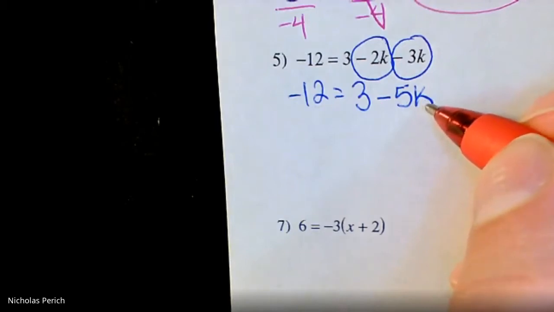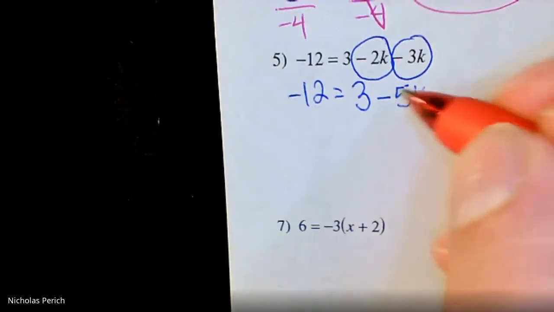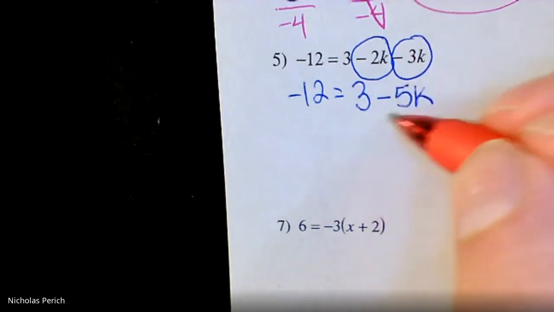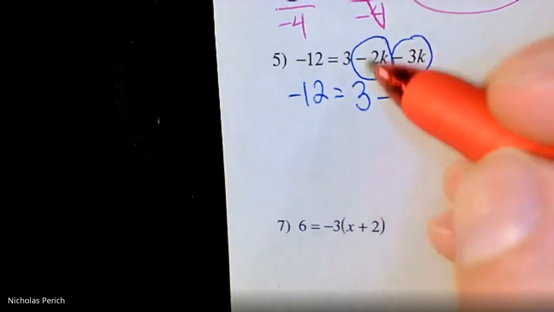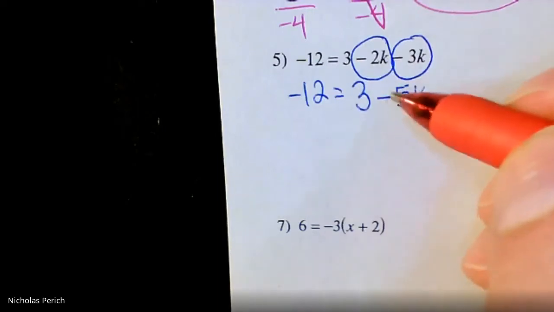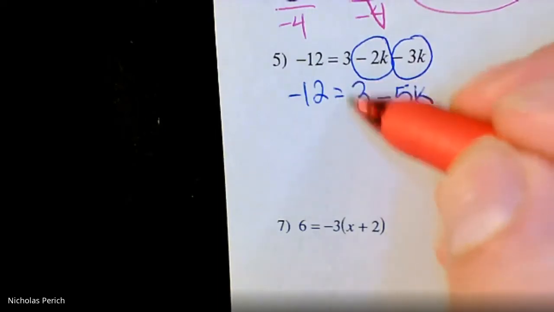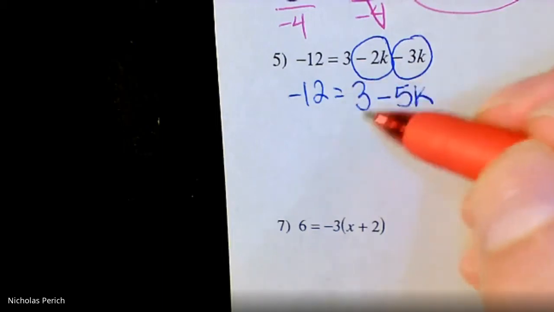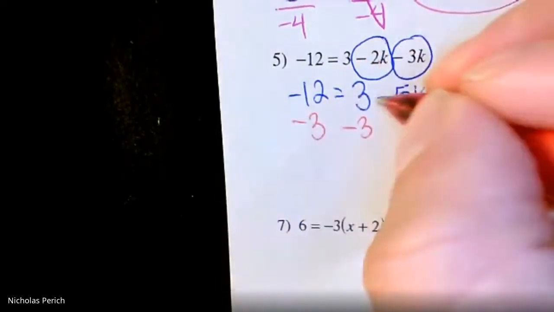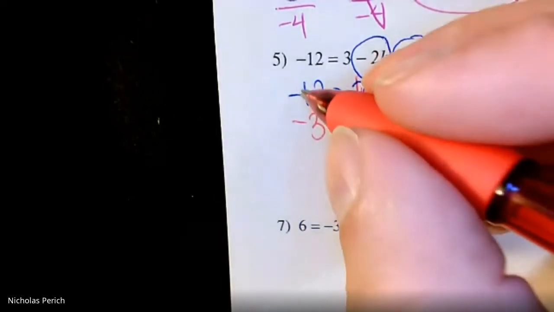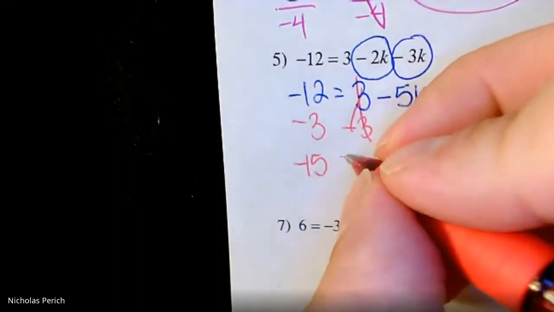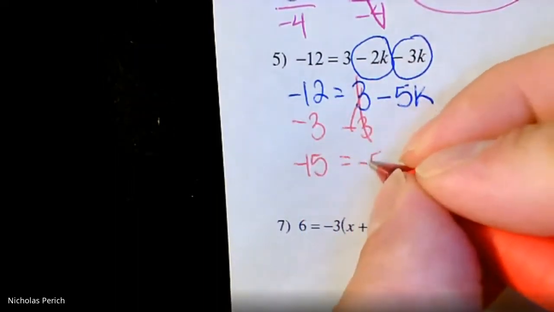Is k all by itself? No. What's in the way? I have a negative 5 being multiplied and a 3 floating around. Do I get rid of the 3 floating around or the negative 5 being multiplied? Always get rid of the number floating around. That's a positive 3. I don't care about the negative after it. The way you get rid of a positive 3 that's floating around is you subtract 3 from both sides. So negative 12 minus 3 is negative 15. That's going to equal negative 5k.